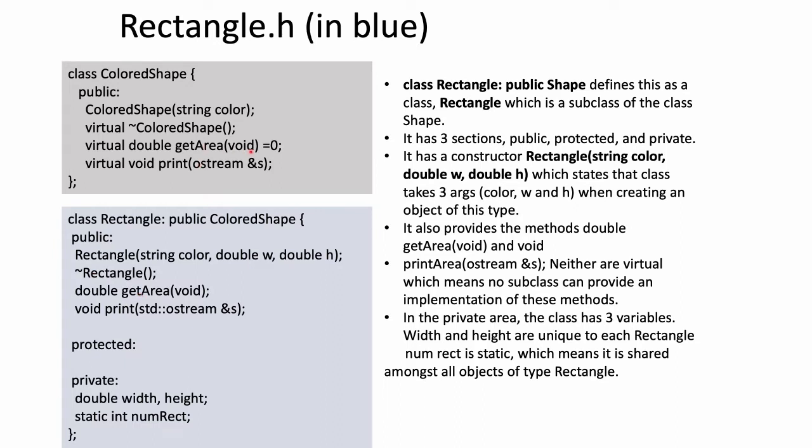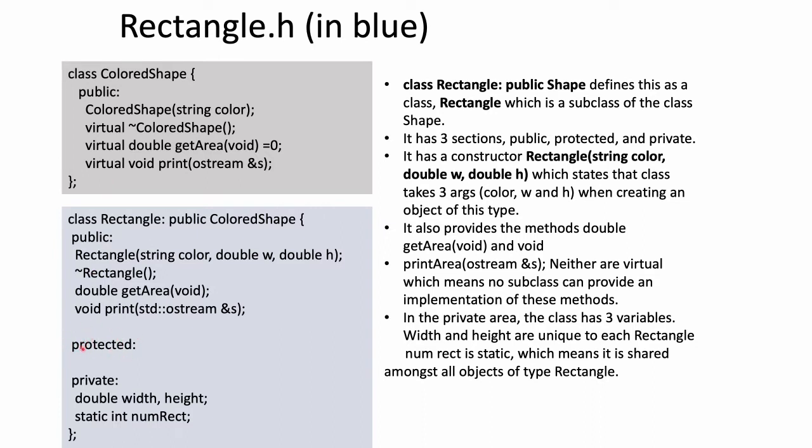If you remember, the getArea was equals to 0, which made this one an abstract class. Here we're actually providing an implementation. This will allow us in the code to actually create a rectangle. And then we are overriding the print statement that is in the ColoredShape. I forgot to mention this, but because this is defined as virtual in the ColoredShape, it means we can override it. Anything that's not virtual in the parent class, we can't override in the subclass.